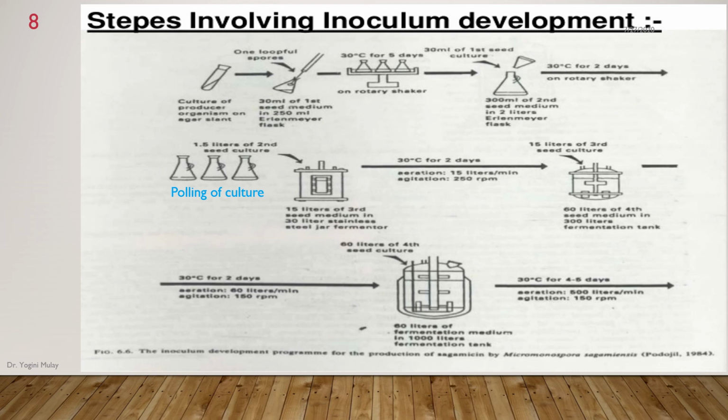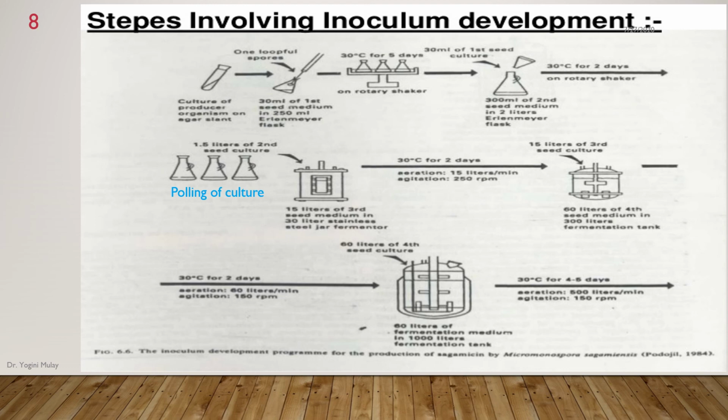Now this is the overall inoculum development program. See, this is the master culture, and from this you take a loop full of culture and inoculate it into 30 ml and incubate those flasks on a rotary shaker for 5 days, and then use this fully grown culture to inoculate the second seed medium in a 2 liter flask. Then incubate this flask for 2 days on a rotary shaker.